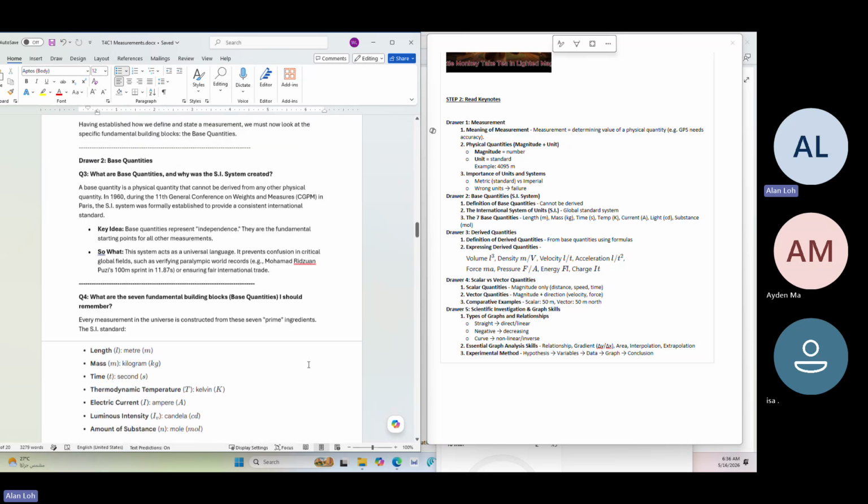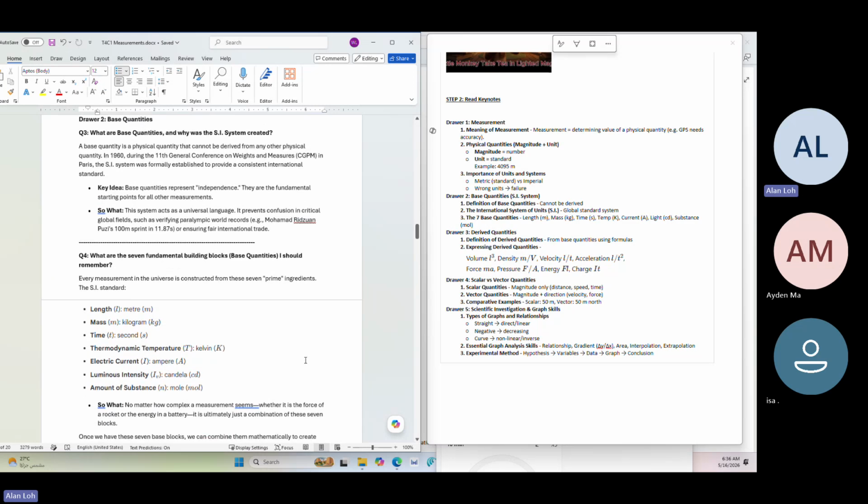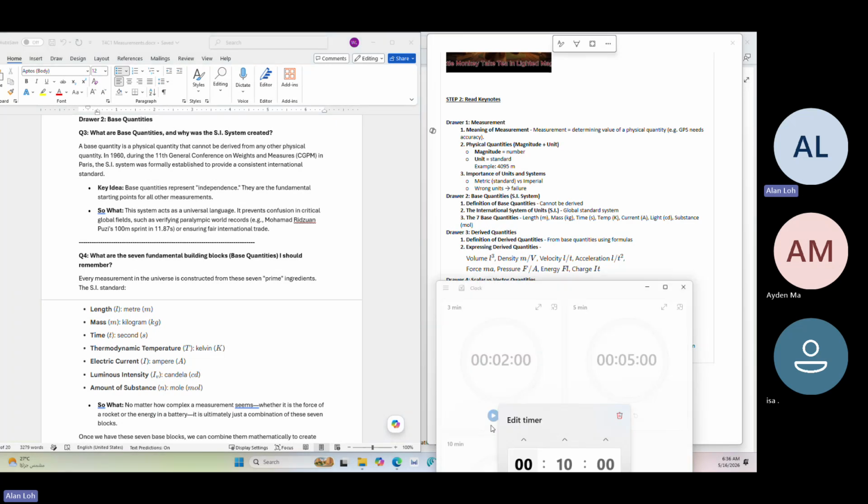Let's go to drawer 2. Okay, let's go to drawer 2. We also do 2 minutes for question 3 and question 4. I'm going to slow down a bit because it's just 2 rows that is hidden over here. Let's start now. Question 3.